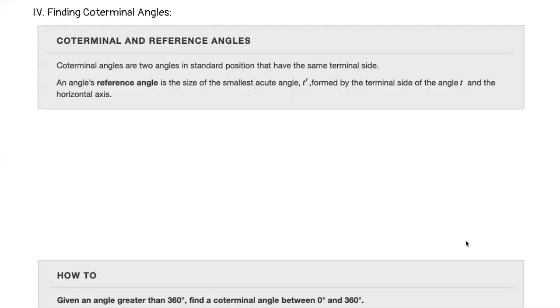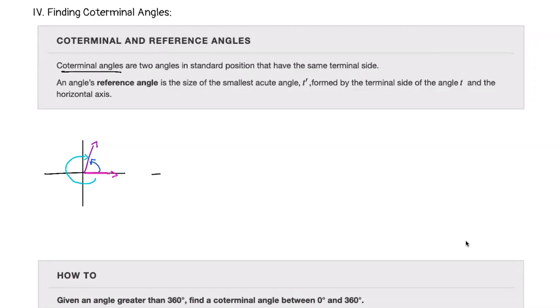So coterminal angles are two angles in standard position that have the same terminal side. So for example, if I started here, standard position means they start the same place. And let's say they both end here. But in one version, maybe we just counted this way. That would be a positive angle, right? But another way we could name this angle is we could go in the negative direction. So we've got the positive and the negative. Those are always two names that you can give for the same angle.